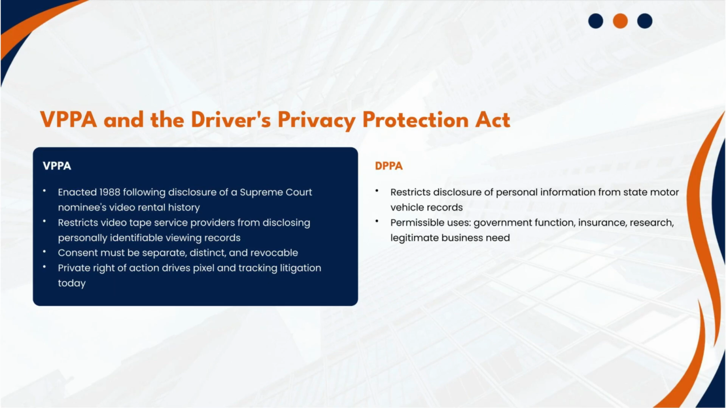The DPPA, 1994, came from a darker story. An actress was murdered by a stalker who obtained her address from motor vehicle records. Congress restricted disclosure of personal information from DMV records. Permissible uses include government functions, insurance, research, and licensed investigators. Notice the pattern in both. A specific harm to a specific person produced a specific law. That's the American model in miniature.